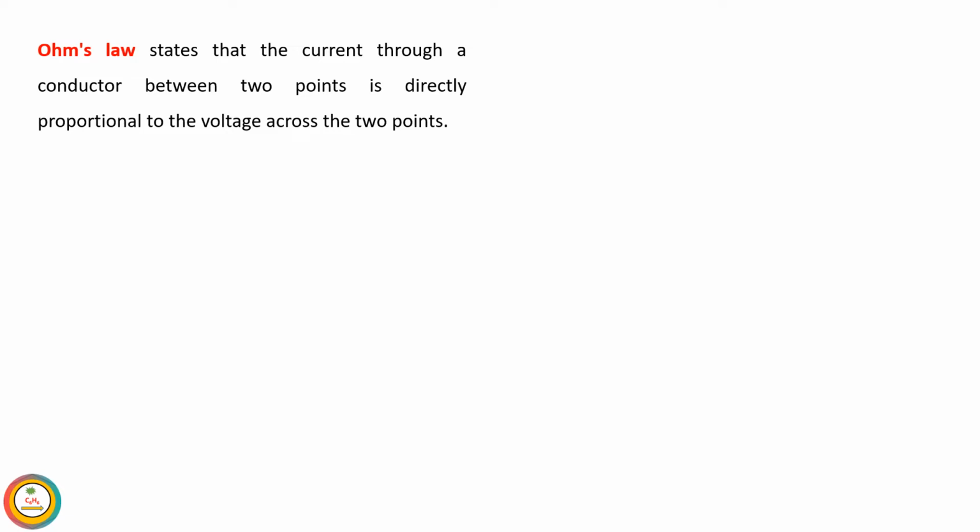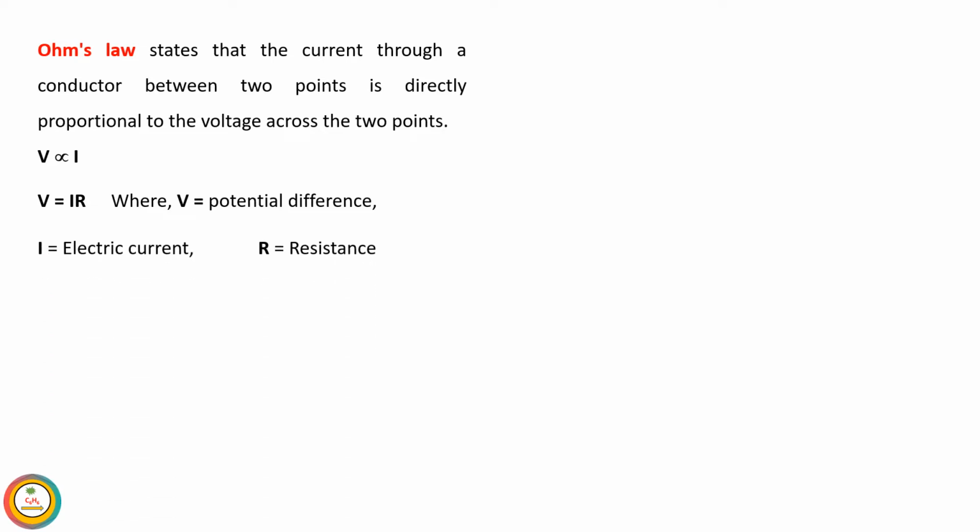In mathematical form, we can write Ohm's law like this. V is directly proportional to I. V means potential difference, I means electric current. When we eliminate this proportional sign, a constant comes in. That constant is known as R. R is known as the resistance, the proportionality constant. So according to Ohm's law, the equation is V equals IR.